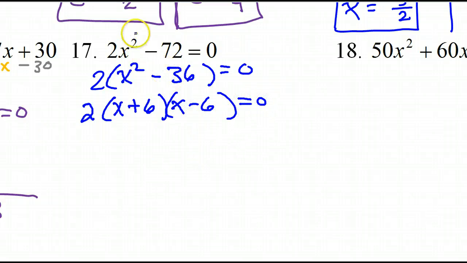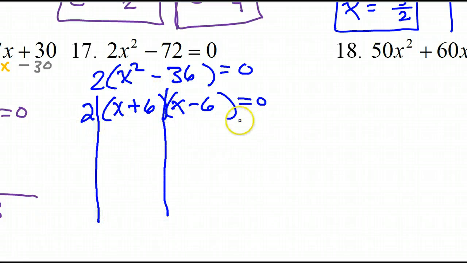Okay, now comes the zero product property. For the first time we have 3 factors instead of just 2. Okay, so here's the deal. Normally we would set all 3 of these factors equal to 0. Alright, I feel like I need more space, but obviously I'm going to do x plus 6 equals 0, and I'm going to do x minus 6 equals 0.